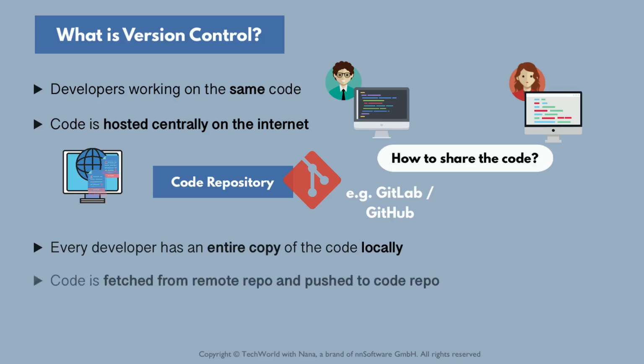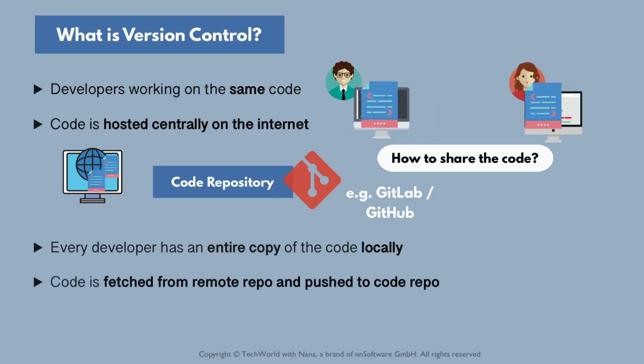So you fetch that code from a remote repository to your local machine, do some changes, and then push those changes back to the repository so the next developer can fetch it on their computer and make his or her changes. So all developers just push and pull changes in and from this code repository.